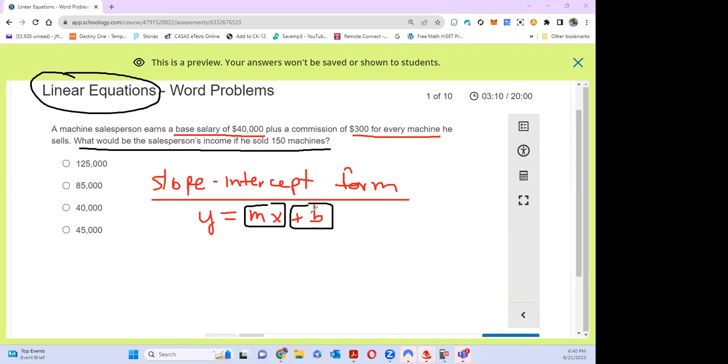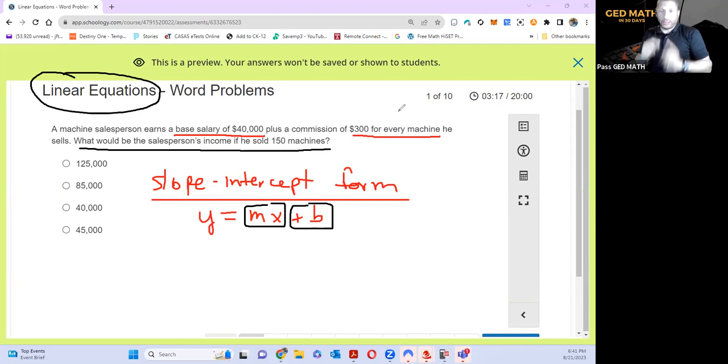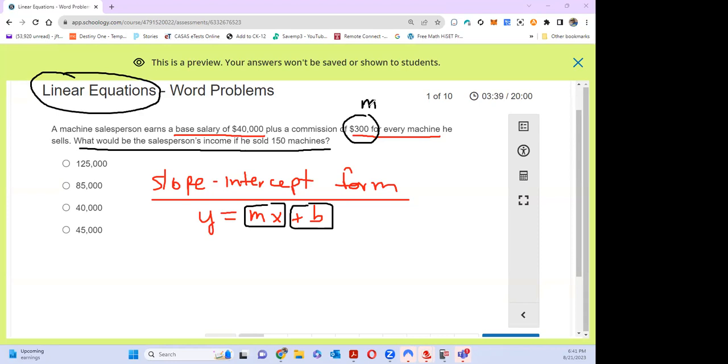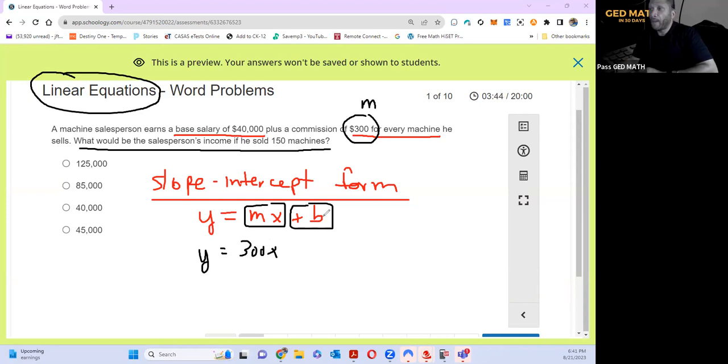The 300, wouldn't it? That's going to change. Why? Because if I sell one machine, I made 300. If I sell two machines, I'm going to make 600. If I sell three machines, I'm going to make 900. So that's variable. What does variable mean? It means to change. So you know the 300 is your m. So y equals 300x plus b.